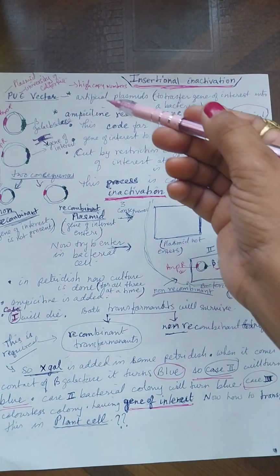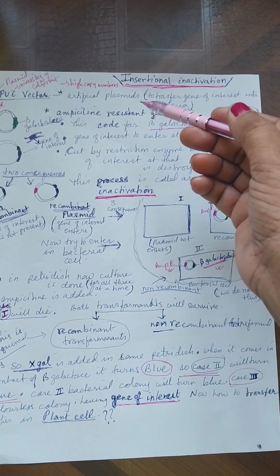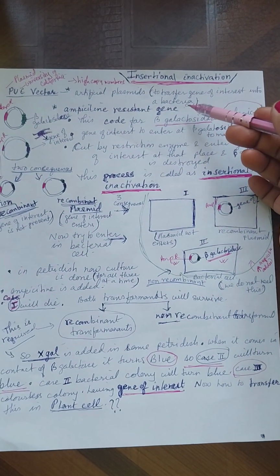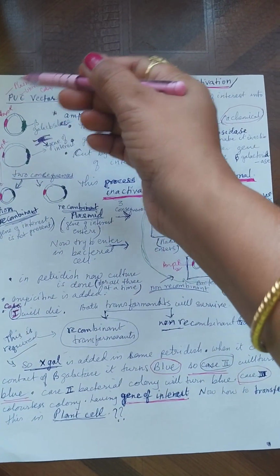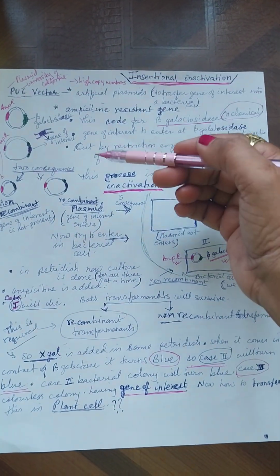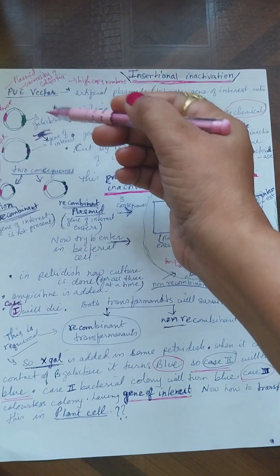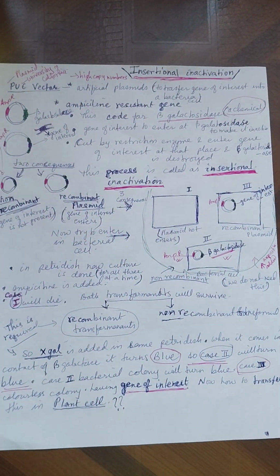pUC vector. What is pUC vector? It is an artificial plasmid, an artificial vector which is used to transfer the gene of interest into a bacterial cell. Full form of pUC is: p stands for plasmid, University of California. This vector has an ampicillin resistant gene. This vector also has a gene coding for beta galactosidase.